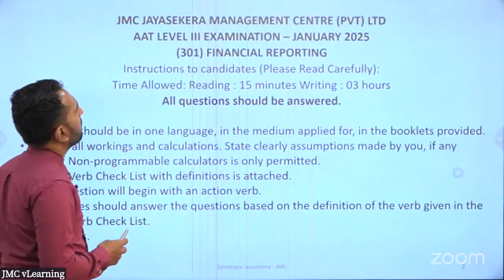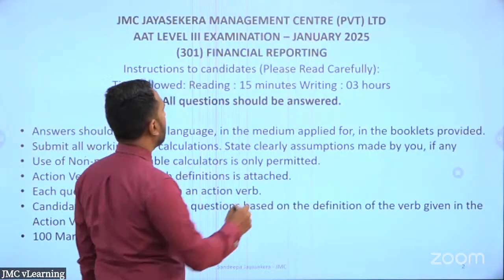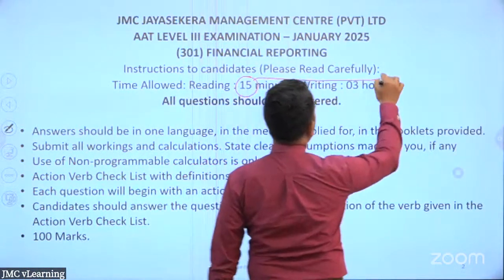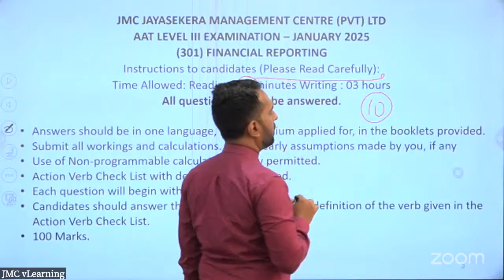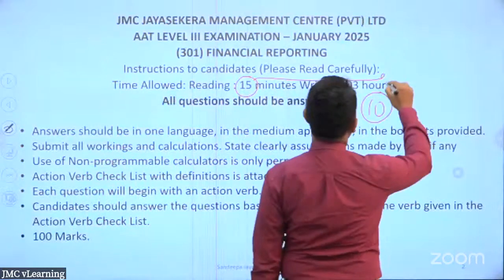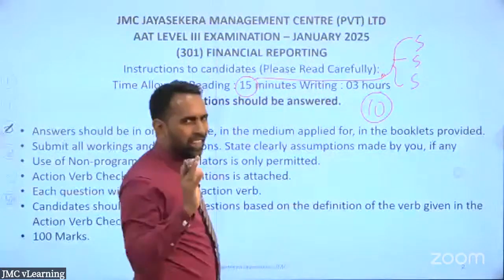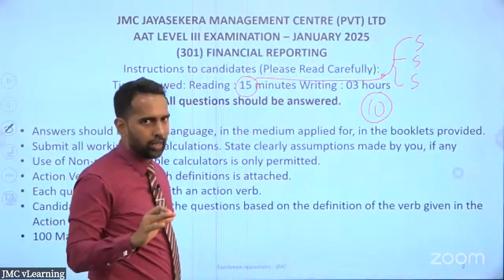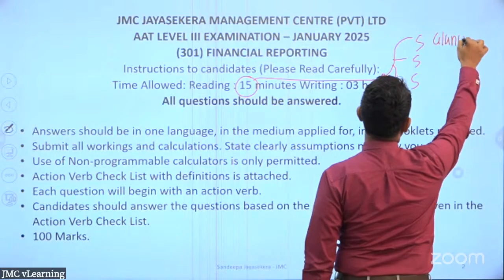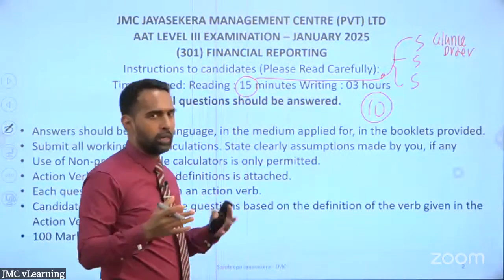You all know that for the financial reporting subject, you get 3 hours and 15 minutes of reading time. This is really important. You have 10 questions in your paper, and you have to attempt all 10 questions. These 15 minutes you have to use very carefully. My suggestion is to divide them into 5 minutes each. Take the first 5 minutes to glance through the questions and decide the order of answering.